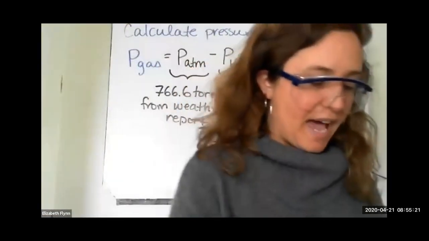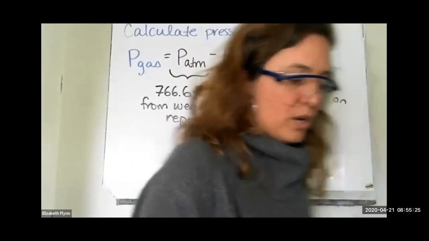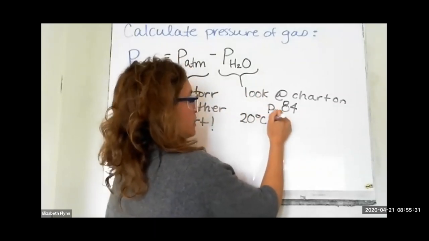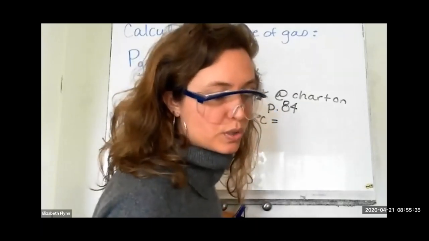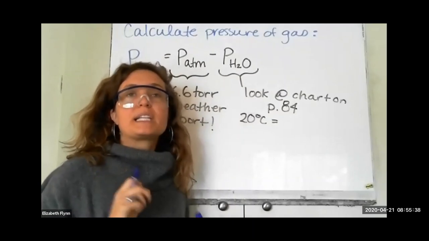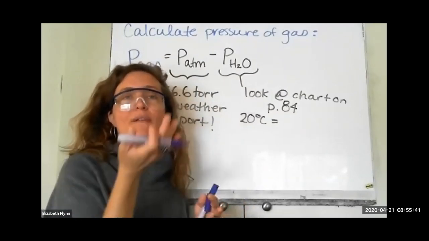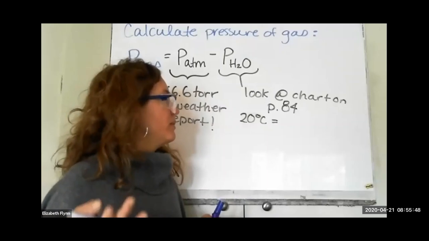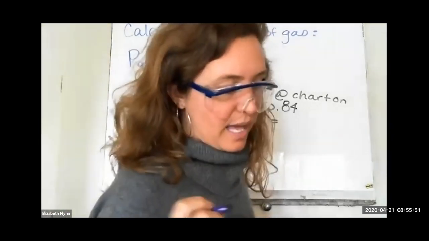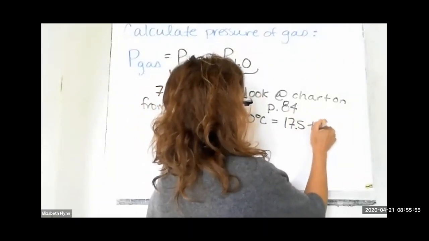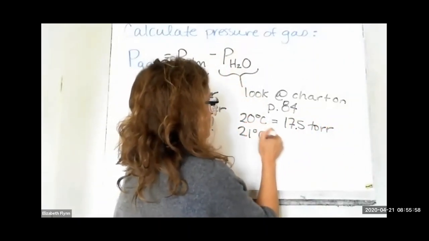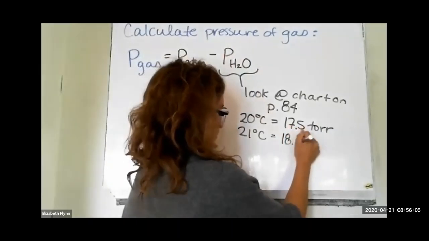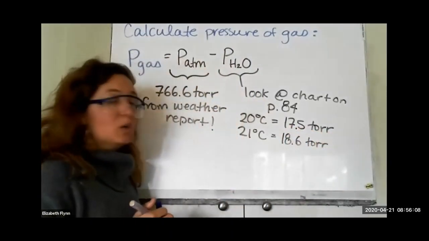So we see that for 20 degrees C, the pressure is equal to 17.5. The water vapor pressure is dependent on the temperature of the water. The higher the temperature, the more vapor is present in the sample above the water. So at 20 degrees Celsius, that is 17.5 torr, and at 21 degrees Celsius, the pressure of water vapor is 18.6 torr. We need it for 20.8.